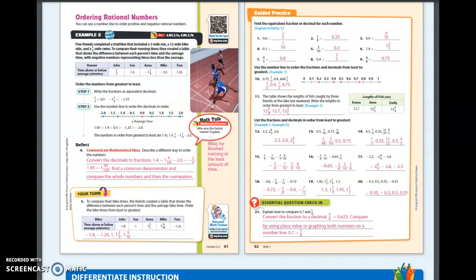That is your practice key, and you can pause at any time if you need to look at those answers and check your work.